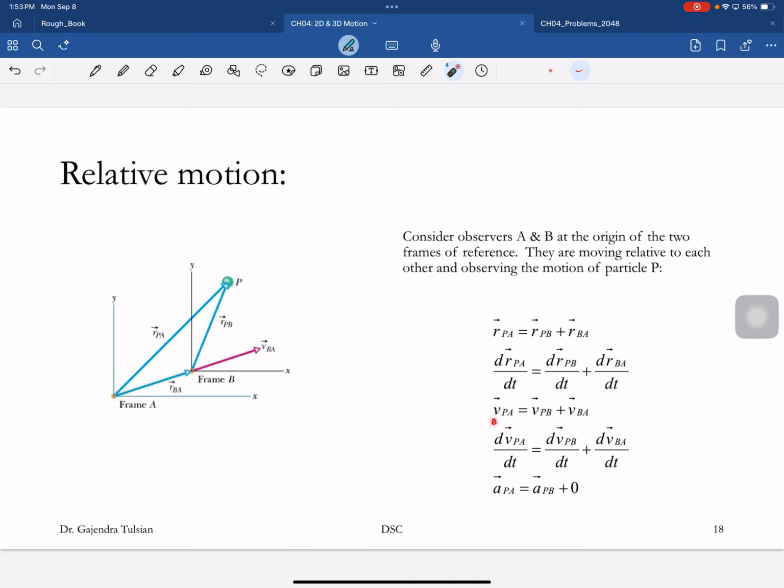So here's how you remember this. Position of particle with reference to frame A is position of particle with reference to frame B plus position of frame B with reference to A. So you can see that you get this by just inserting B in between these two. You inserted B, RPB and RBA. Anyway, RPA is RBA plus RPB.